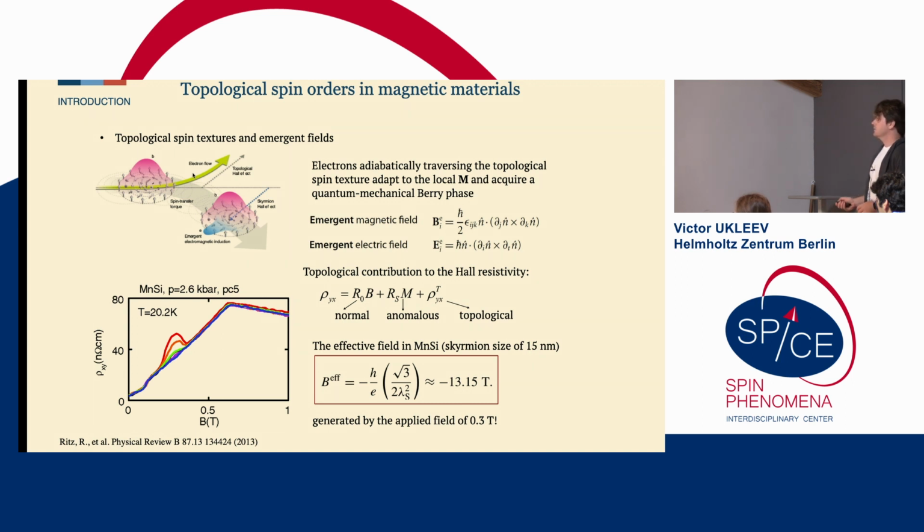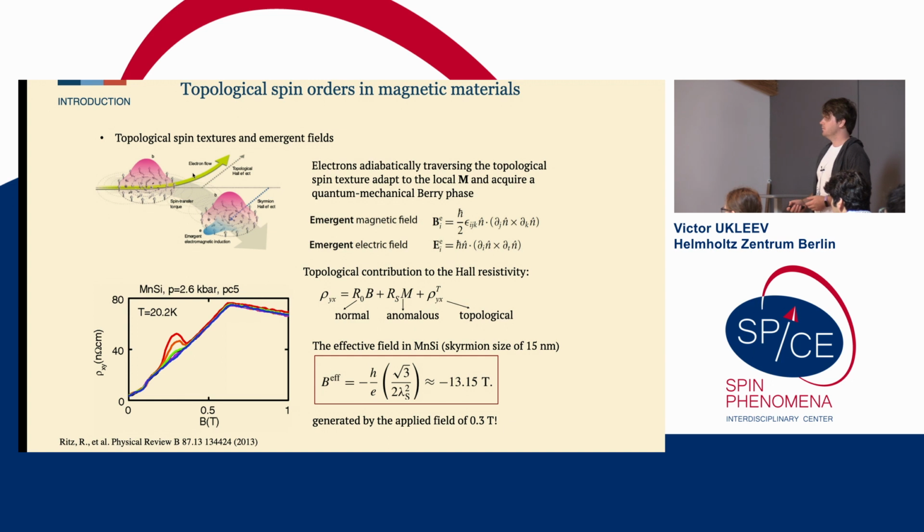And this Berry curvature also can be observed in magnetic transport measurements that manifest in the so-called topological Hall effect, where in addition to the normal Hall resistivity, which is linear in magnetic field, and the anomalous term, which is linear in magnetization, you also have another term that corresponds to the non-trivial topological magnetic structure. This term can be ascribed to the topological Hall effect.